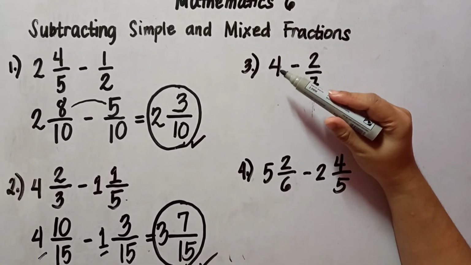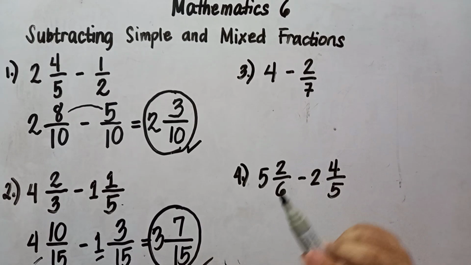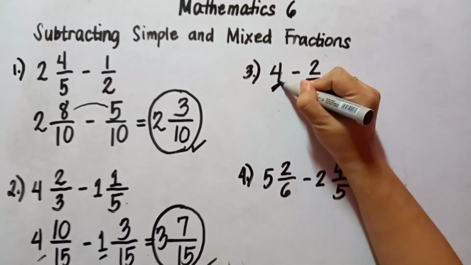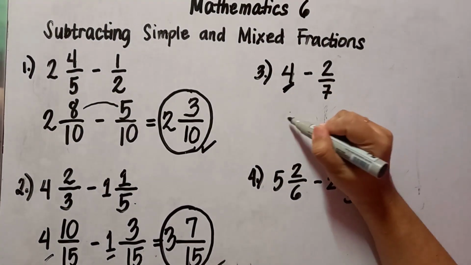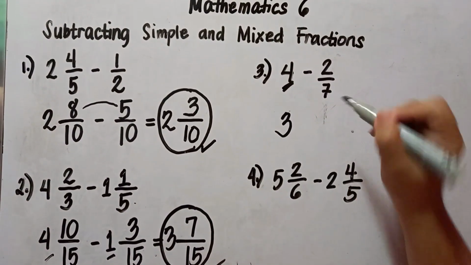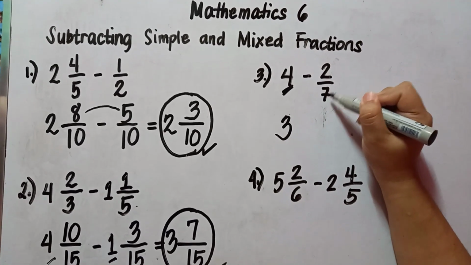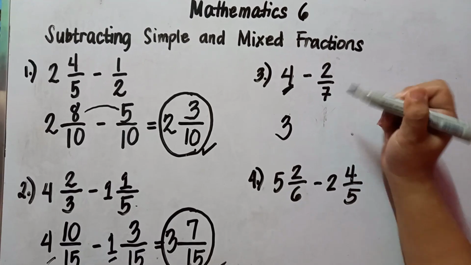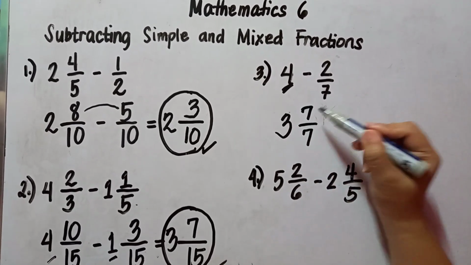What if the first given number is just a whole number and there's no fraction given? So what are we going to do? First, we're going to borrow 1 from the given whole number. So since this is 4, 4 minus 1, 4 will become 3. Then we're going to look at the denominator of the second fraction, which is 7. Then we're going to make a fraction using that number. So we can have 7 over 7.